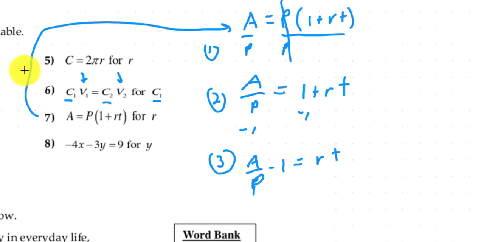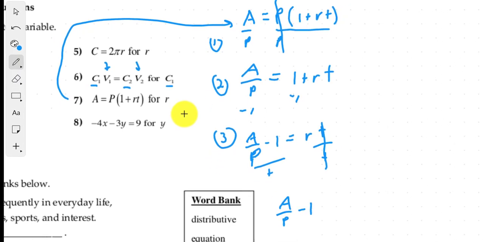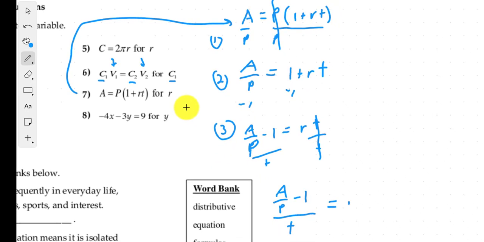And then to finish the problem, I have to divide everything by T, right? So if I divide this whole thing by T, you see the T's cancel. So I'm left with A over P minus 1, all of that over T equals R. Okay? There's my final answer. All right, that was a tricky one. All right, let's do a couple of problems on the other side.